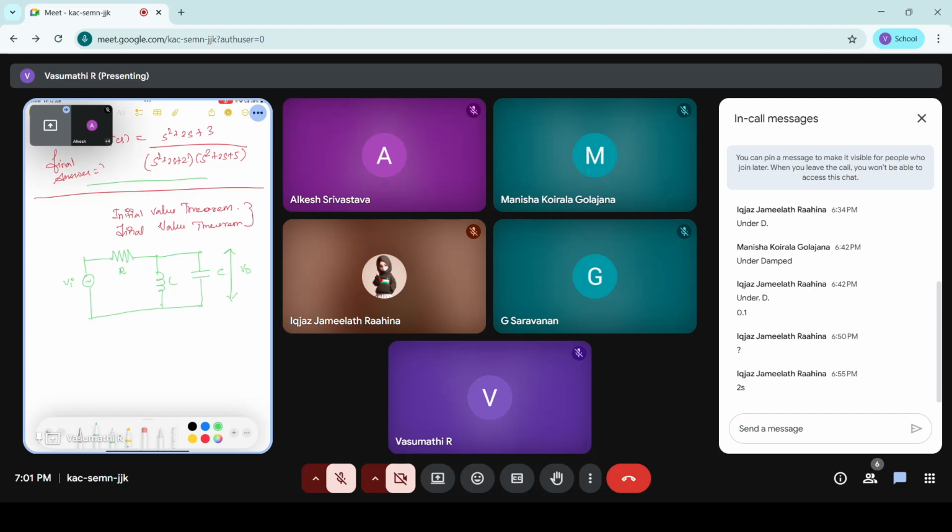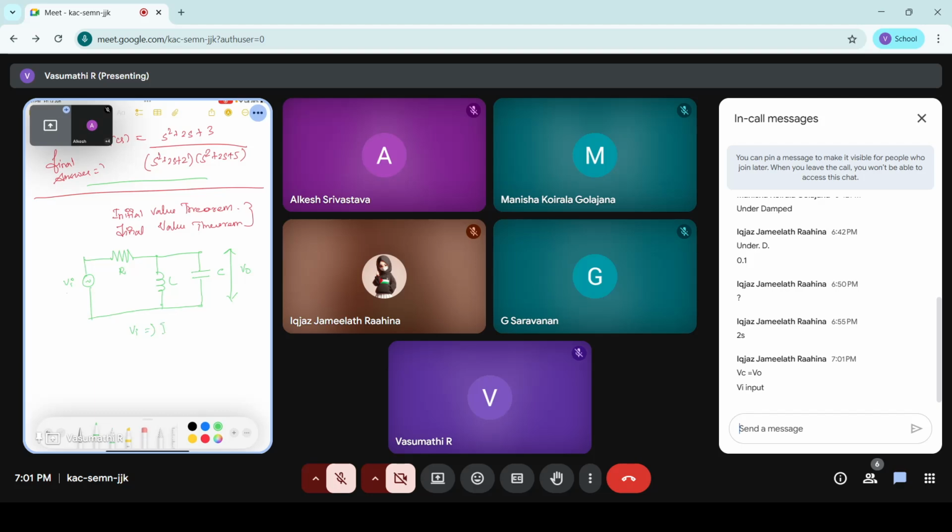Can you all type? Right. Good. The input is Vi. The voltage across the capacitor, VC or Vo, is the output here. So when we want to write a transfer function, keep that in mind: Laplace of output by Laplace of input. Then this will be Laplace of Vo by Laplace of Vi.